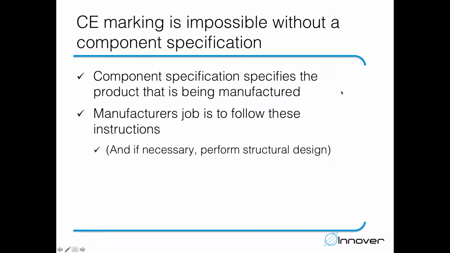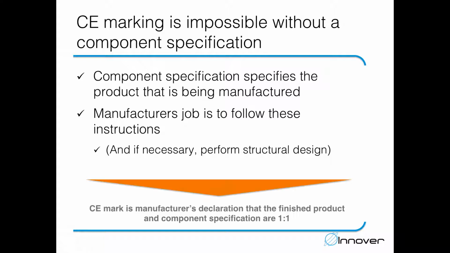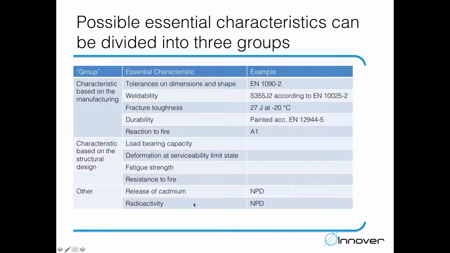Because in essence, the CE marking is nothing more than a declaration that the finished product and the component specification are one-to-one. And this is if we forget the structural design, or we don't perform any structural design. But let that be a little bit of intro into the whole essential characteristics part of the structural steel components. And now let's dive more into detail of what kind of characteristics can be declared and how to declare them, and what is required if you want to declare one of the characteristics.